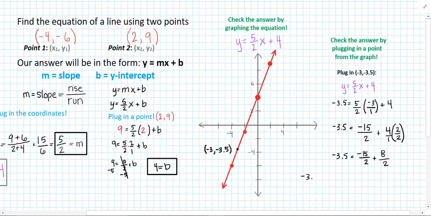So -3.5 equals 8 minus 15, and that is -7/2. And -7/2, if we were to type that into a calculator, or you might be able to do it in your head, that is equal to -3.5. So now we've done a few things to check our answer, so we can say 100% that we got the right equation.